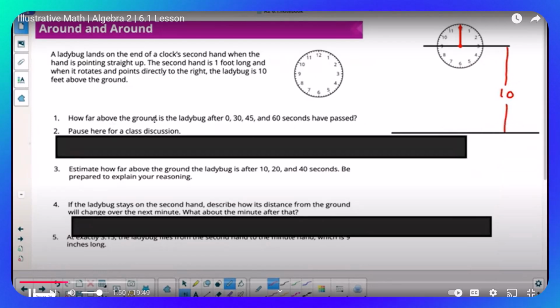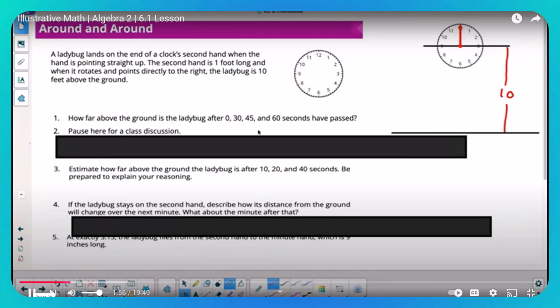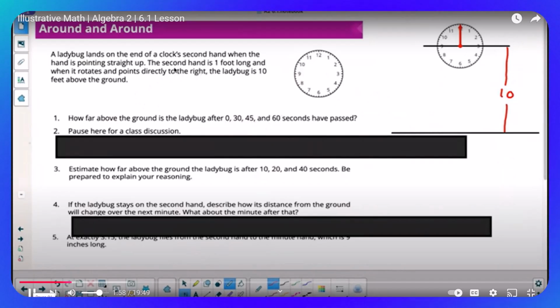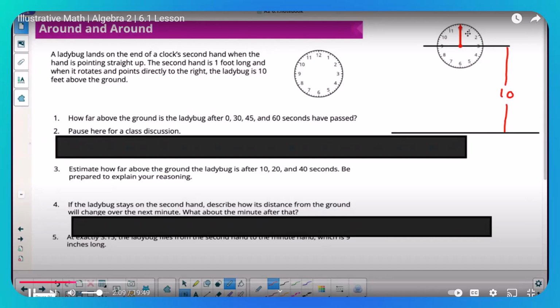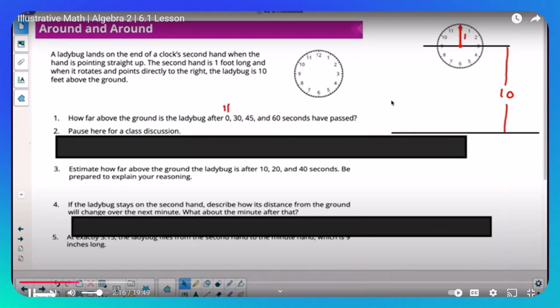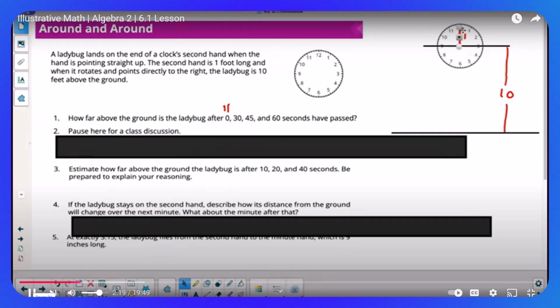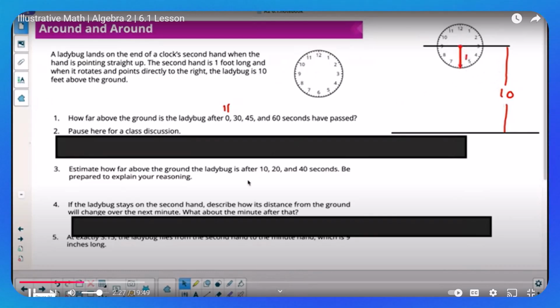Okay, so how far above the ground is the ladybug after 0, 30, 45, and 60 seconds have passed? So at 0 seconds, it starts, let me read this again. So 1 foot long. So it starts up top, but when it's to the right, it's 10 feet above. So the radius is 1, remember? So at 0 seconds, it's 11 feet above. At 30 seconds, it's down here. So it's really 10 minus 1. So that would be 9.